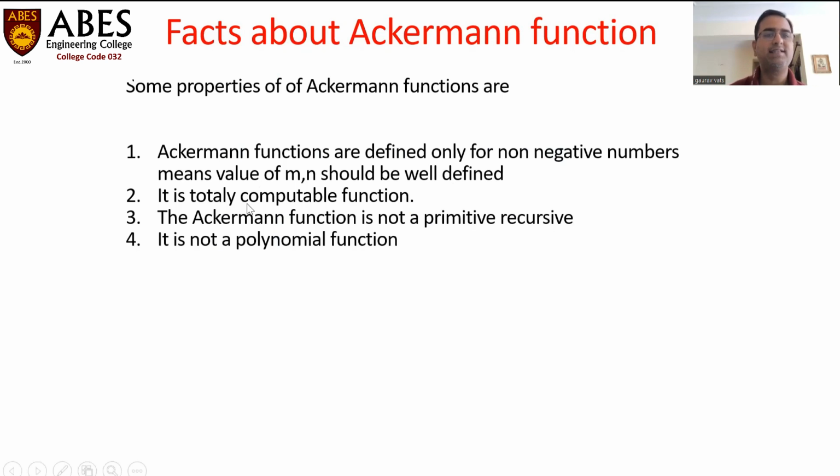And the last fact regarding the Ackermann function is that it is not a polynomial function. That means it will grow in a faster manner in comparison to polynomial functions. So these are the few facts regarding the Ackermann function: it is defined for non-negative numbers, it is totally computable, it's not primitive recursive, and it's not a polynomial function.